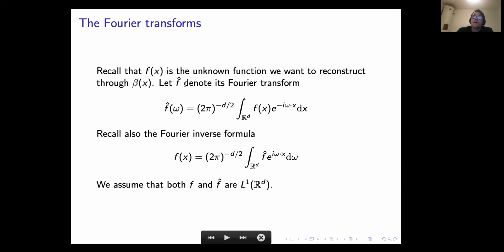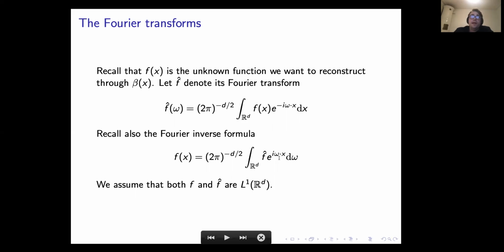Let's introduce f hat, the standard Fourier transform of f. And let's recall the inverse formula. So if we know f hat, we can reconstruct f through this integral here. We're assuming here for simplicity that both f and f hat are L1 functions, so there's no problem with these integrals.